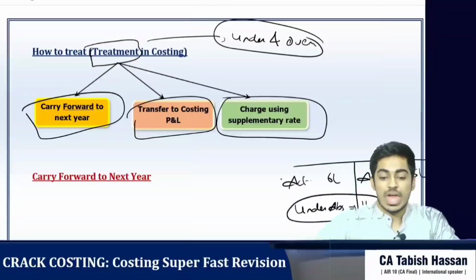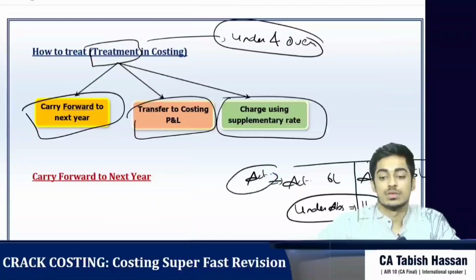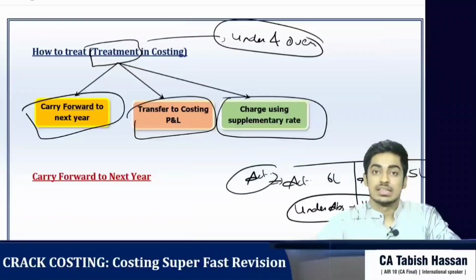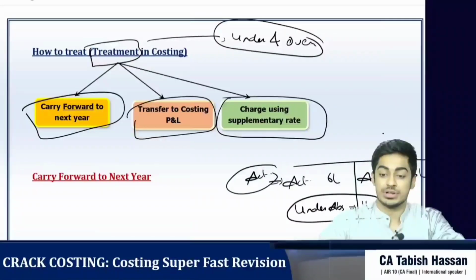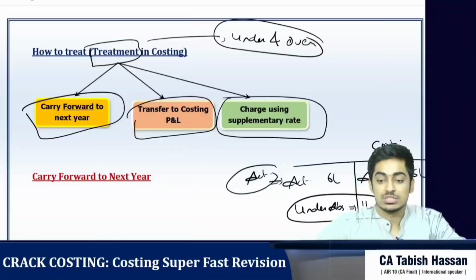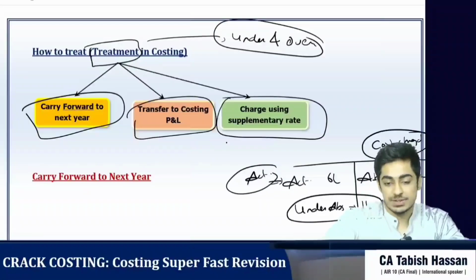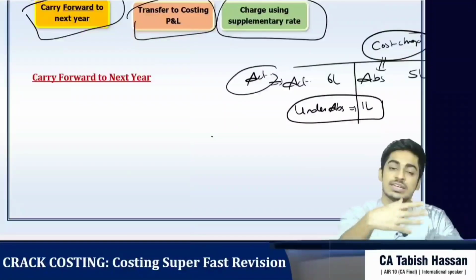Okay. So actual overhead of 6 lakh means it's the actual cost. Absorbed overhead is the cost actually charged to the product. The cost charged to the product. Okay, under absorption is a difference. So here what we do is do nothing.